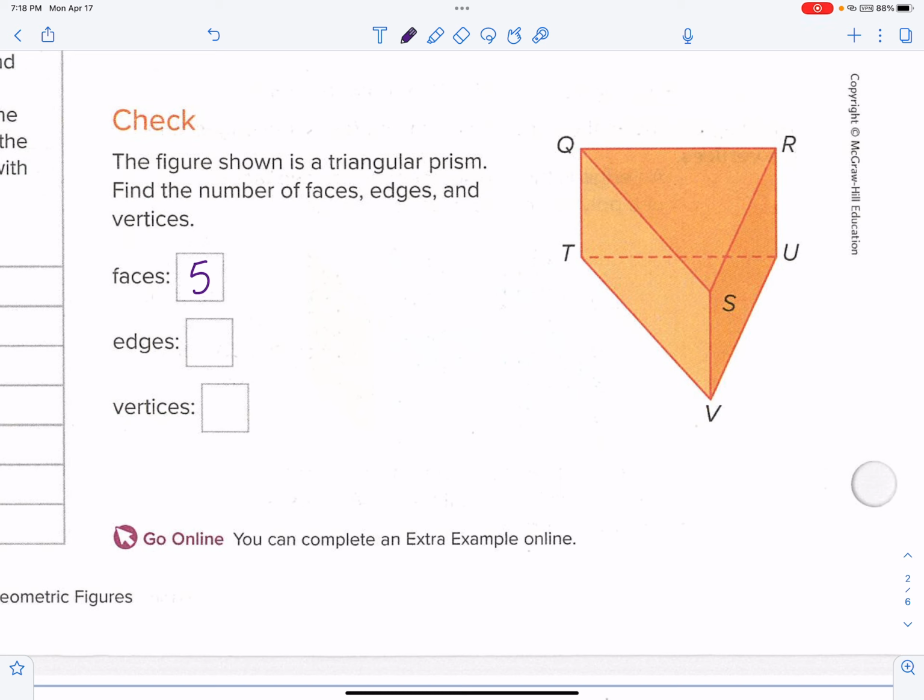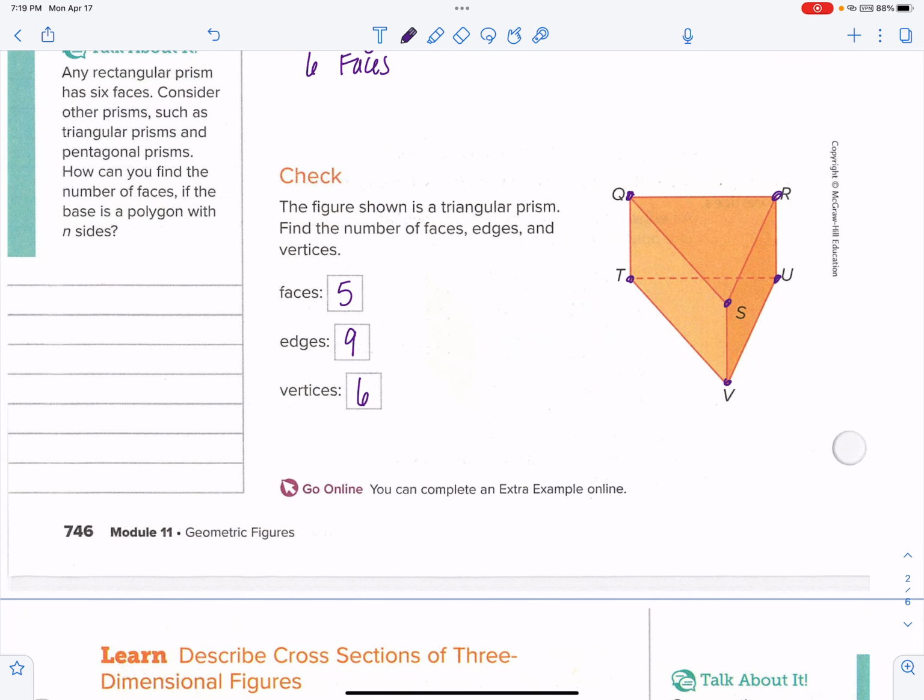All right, edges are like sides. So I have this whole thing here, which is 3. We can repeat that for the bottom. So I'm at 6, and then I just have the verticals. 7, 8, 9. So we have 9 edges, and then I'm going to go ahead and erase and take a look at the vertices, which are our corners. 1, 2, 3, 4, 5, 6. 6 vertices. Okay, so if you got that, you did well.